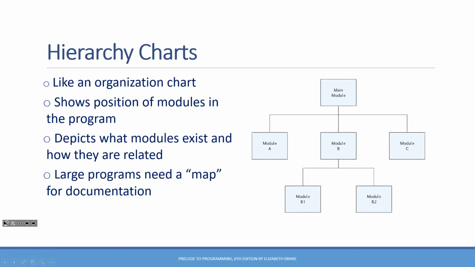What else do I know? Module B calls module B1 and B2. That's all. This chart doesn't tell me anything else, but it tells me if I'm going to make a change to module B2, what all am I going to be impacting? Well, I'm going to be definitely impacting module B, and I could theoretically be impacting everything, right? Because it's down there pretty far. So hierarchy charts. Get that one in your notes. It's a lot of test questions. This hierarchy chart is just that simple. Just what modules call what other modules.